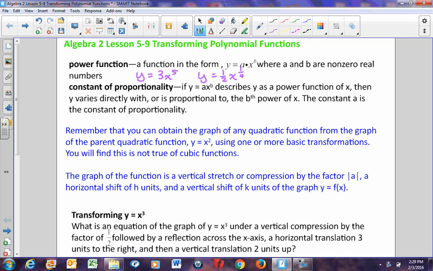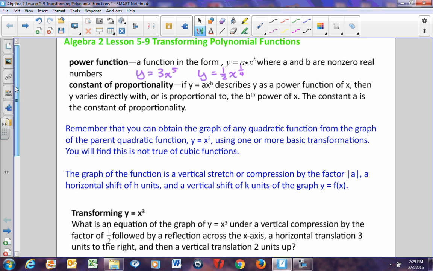The constant of proportionality says if y equals ax to the b describes y as a power function of x, then y varies directly with x or is proportional to the b power of x, whatever that power happens to be. The constant a is the constant of proportionality. Now remember how we can obtain the graph of any quadratic function, the graph of the parent function y equals x squared, using one or more basic transformations? This is not always necessarily true of cubic functions. The graph of the function is a vertical stretch or compression by a factor of a, a horizontal shift of h units, and a vertical shift of k units to the graph of y equals f of x.